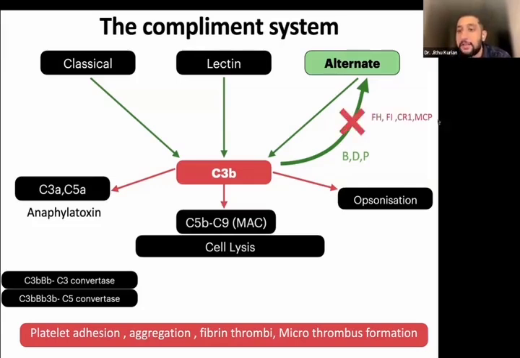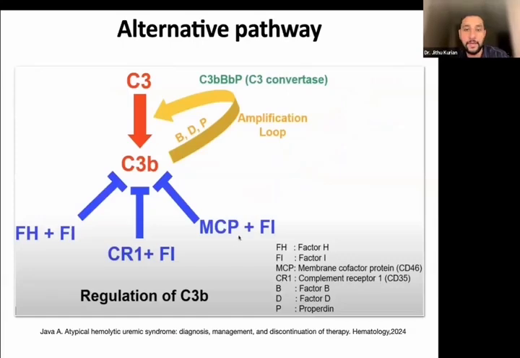And hence we have factor H and factor I, complement receptor 1 (CR1), and the membrane cofactor protein (MCP). These are all regulators, or negative inhibitors, of this loop, because this is an auto-regulated loop in which C3b will cause more alternate complement activation and then more C3b, and hence more complement activation.